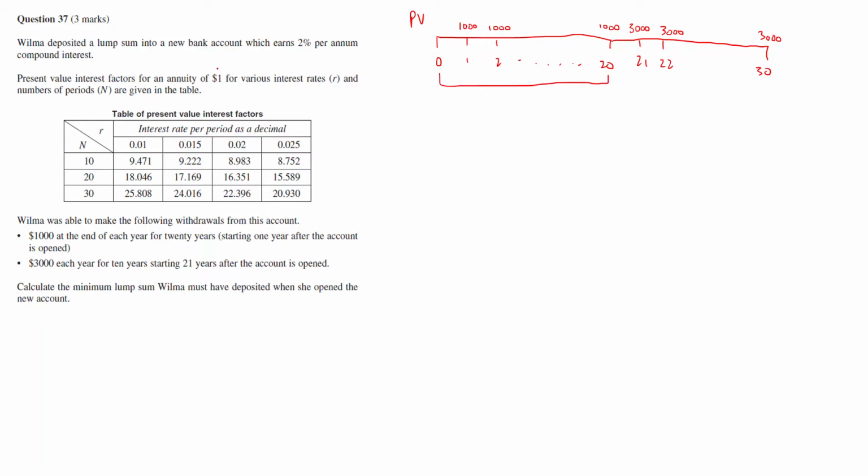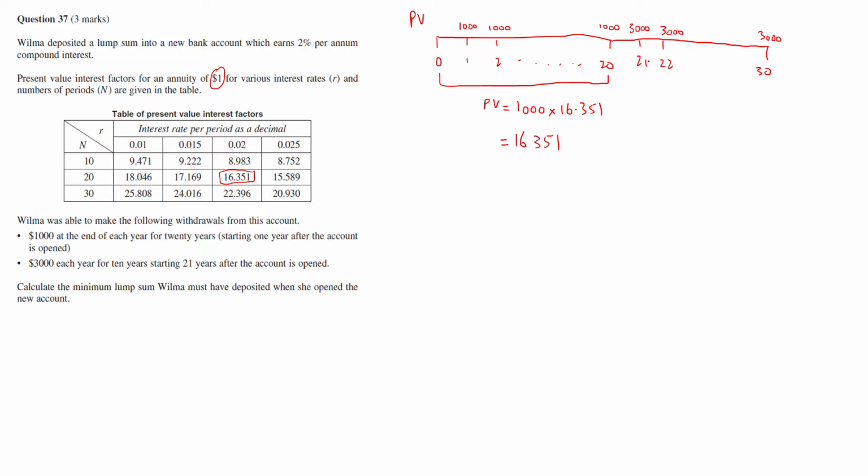We are given for $1 and 2% per annum compound interest. What we are given is that if you invest $1 for 20 years at 2%, its present value is $16.351 as of today. So that's all we need to do to get the present value of this bit. The present value of this bit at time 0 would be 1,000 multiplied by 16.351, which is equal to 16,351. So this part is easy.